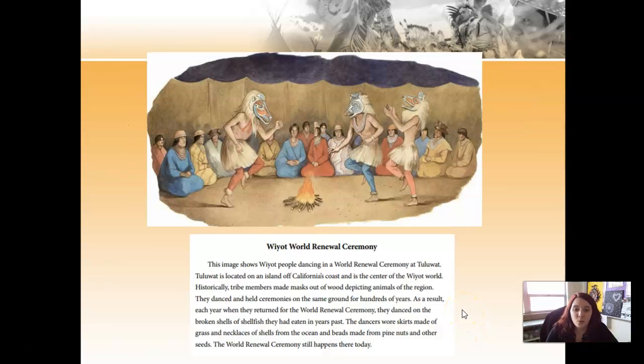The Wyote World Renewal Ceremony. This image shows the Wyote people dancing in the World Renewal Ceremony in Tuluwat. Tuluwat is located on an island off of California's coast and is the center of the Wyote world. Historically, tribe members made masks out of wood depicting animals of the region. They danced and held ceremonies on the same ground for hundreds of years. As a result, each year when they returned for the World Renewal Ceremony, they danced on the broken shells of a shellfish they had eaten in years past. The dancers wore skirts made of grass and necklaces of shells from the ocean and beads made from pine nuts and other seeds. The World Renewal Ceremony still happens there today.